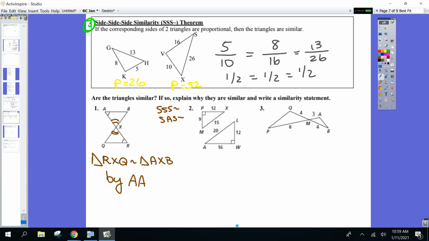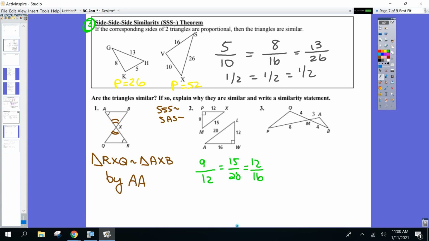Here we go. Take the smallest side of the smaller triangle, which is what? 9. 9 corresponds to the smallest side in the biggest triangle, which is 12. 12. Go ahead. Give me another pair. 15 and 20. Okay, 15 to 20. And what's the final pair? 12 to 16. 12 to 16.